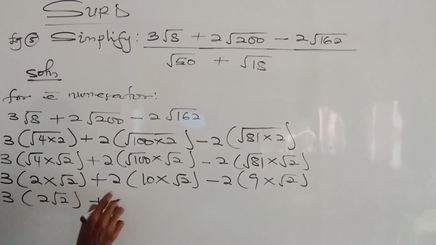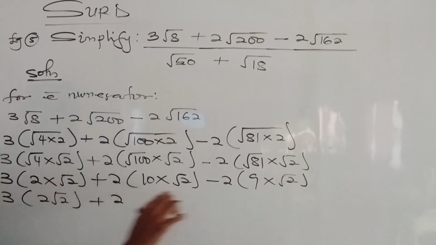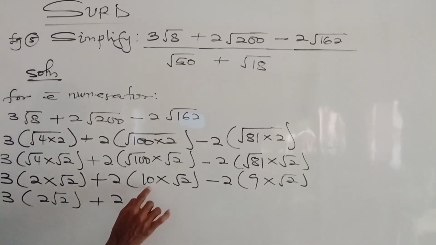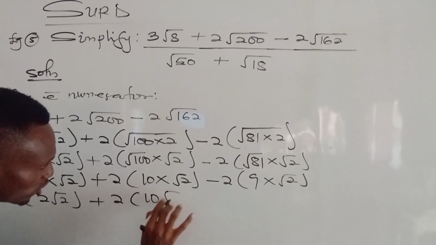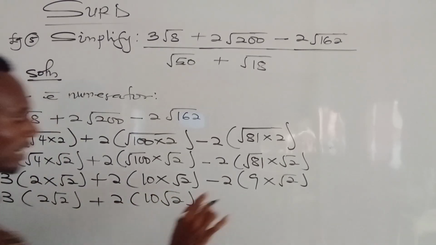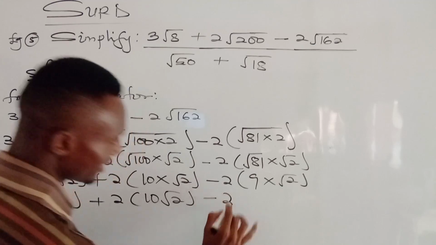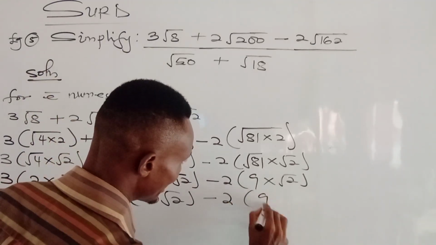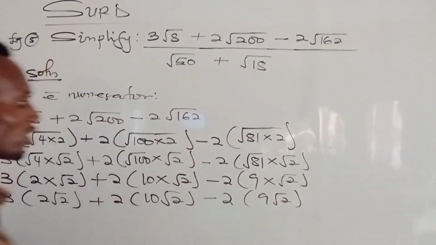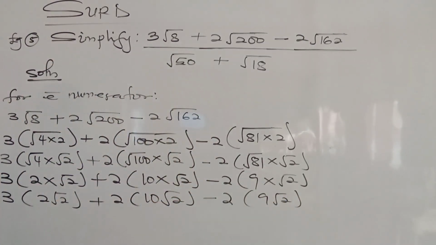Then plus, bring your 2, which is here. We are going to simplify what is in this bracket as well, which is 10 times root 2, is going to give 10 root 2. You close your bracket. Then minus the 2, which is here. Now 9 times root 2 also is going to give 9 root 2. You close your bracket. I hope you agree with me up to this point.